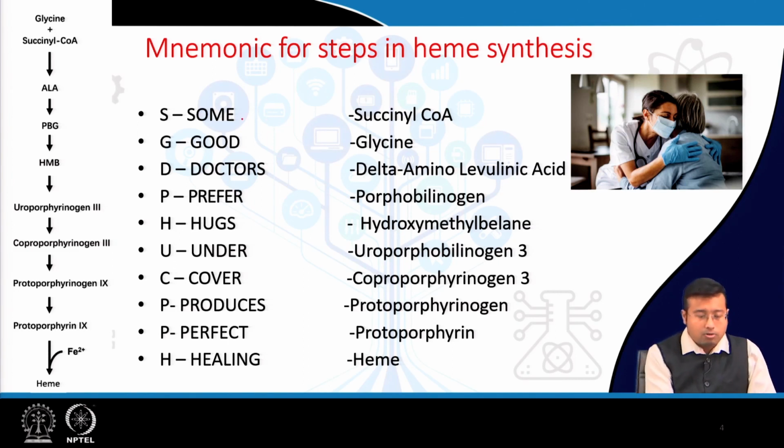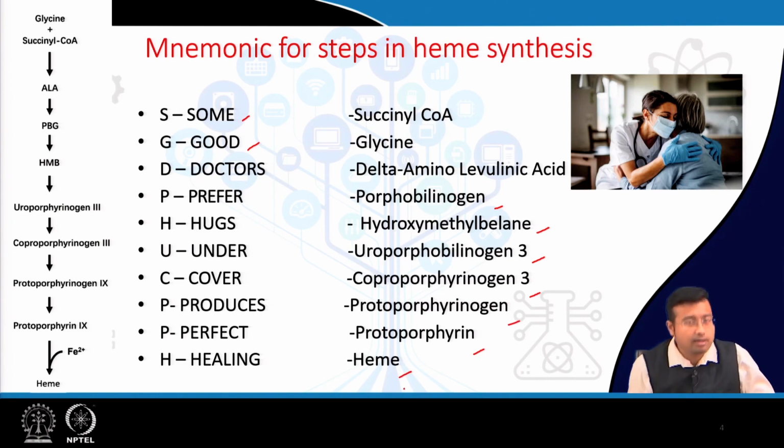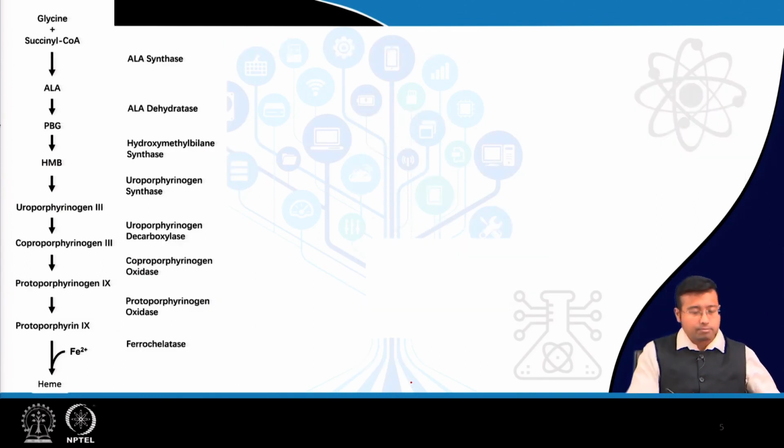So, succinyl CoA, glycine, delta amino levulinic acid or ALA, then porphobilinogen, first linear tetrapyrrole hydroxymethylbilane, uroporphyrinogen 3, coproporphyrinogen 3, protoporphyrinogen 9, then protoporphyrin 9 followed by heme, okay. It is a very good way to remember if you are struggling, okay. But if you have been able to memorize and remember, I applaud you, right.